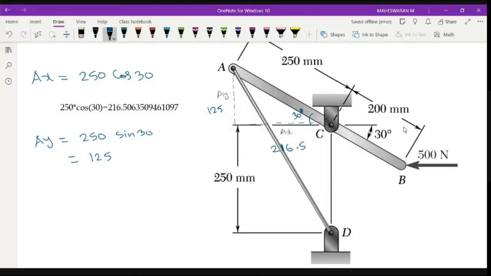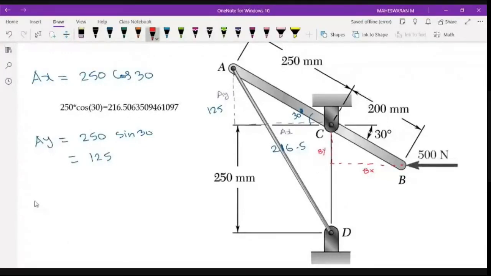Next, I will concentrate on this 200. This is also inclined. So I will draw a horizontal line. My 200 is from C to B, which means I have to draw a horizontal line from C to B and a vertical line from C to B. This is my horizontal line from C to B, and this is my vertical line. I will call these dx and dy.